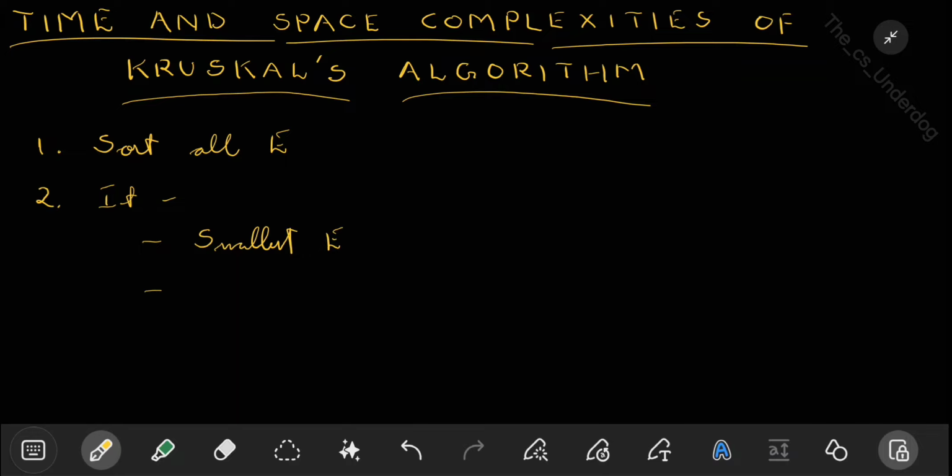And then you had to check whether there is a cycle formed or not. If there is a cycle, in that case, you cannot consider this particular edge for MST. And if there is no cycle, then you can consider this particular edge for MST. This is what we followed in Kruskal's algorithm. Coming to these steps, first of all, the first step, sorting all the edges. What is the time taken for this?